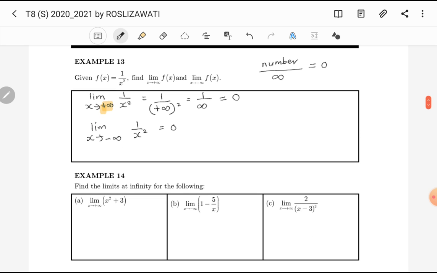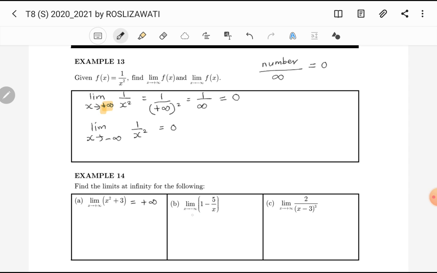We go to the next example, number 14. Find the limits at infinity for the following. First, we have limit x squared plus 3 as x approaches positive infinity. So when we substitute positive infinity squared, number dah sangat besar, kita kuasa 2, dia akan jadi infinity juga. And infinity plus 3, the answer is equal to positive infinity.